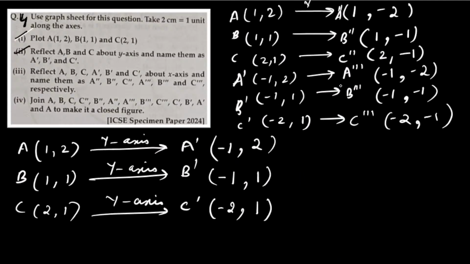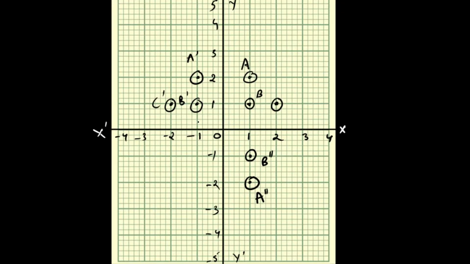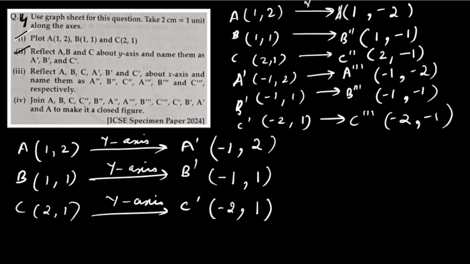Then we have C double dash (2, -1). Here it is. This point is C double dash. I'm just plotting all the points. You can also plot, and we'll see after joining what we'll get.